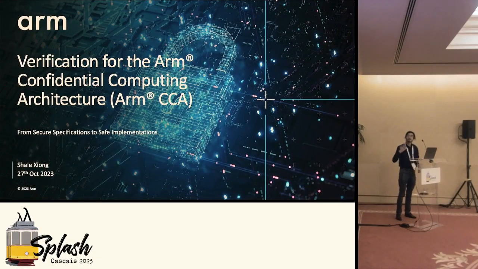I'm working for ARM, so it will be industry talk, which will be less technical. I'm presenting some work happening in ARM. We are trying to verify a new sort of ARM product. It's called ARM Confidential Computing Architecture, short for ARM CCA.